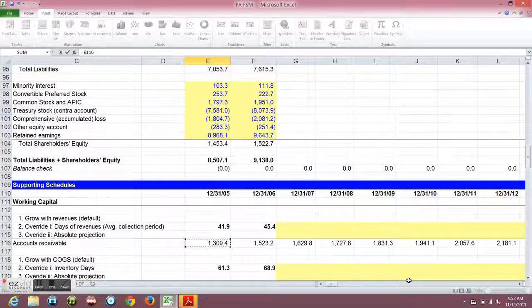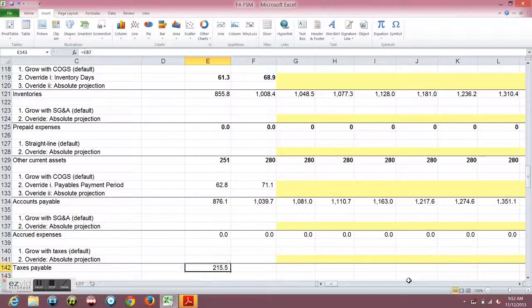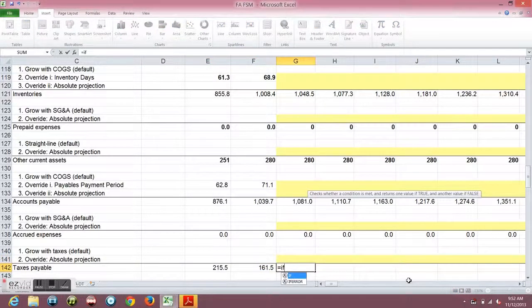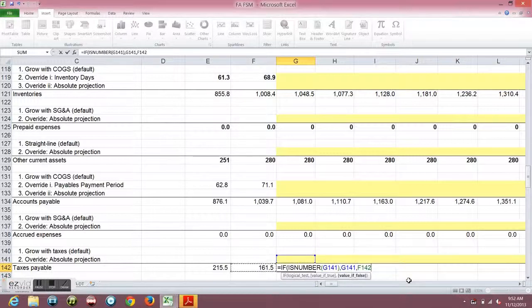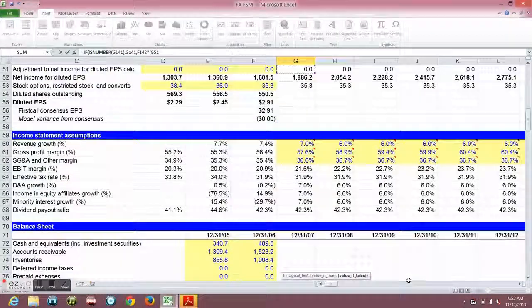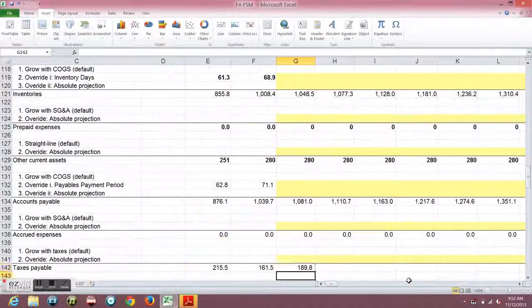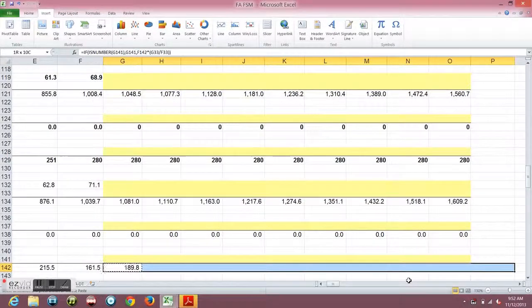Alright, so our taxes payable is going to be taxes payable over here. Now if there is a number for our absolute projection, then we're going to use our absolute projection. If that's not the case, we're going to grow our taxes with taxes. So we're going to take this and multiply by the proportion of our taxes from this year and last year. So do that.